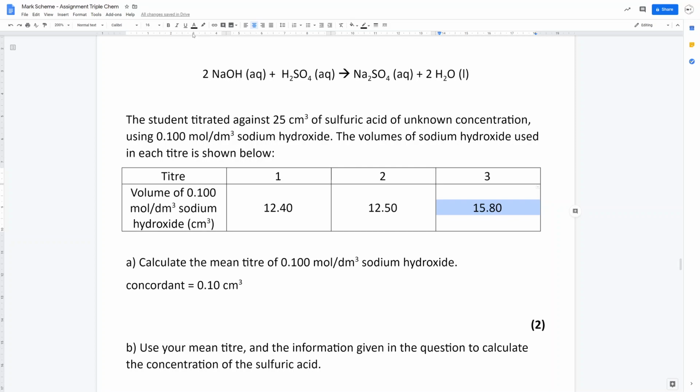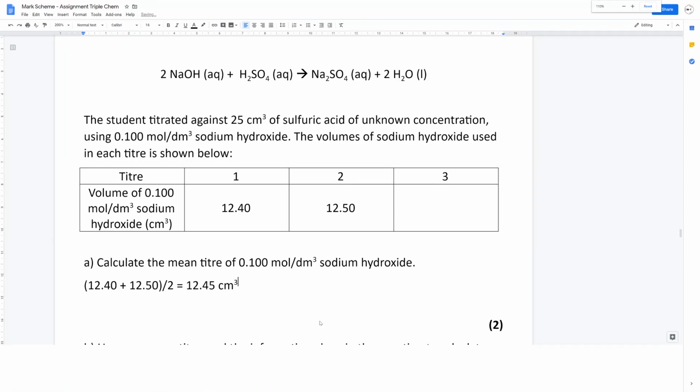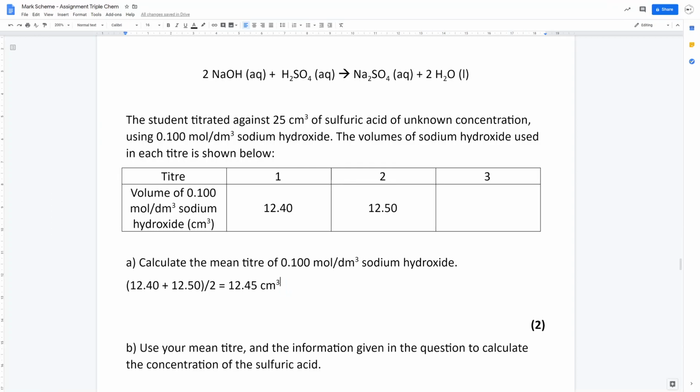So we've got 12.4, 12.5, they are concordant, and then we've got 15.80. Now that 15.80 straight away, I don't know if I have a strike through on this. Tell you what I'm going to do, delete, because it's not concordant. So I've got to do the average of those two. So 12.40 plus 12.50, I'm going to do that sum, divide by 2, and that should give me 12.45 centimetres cubed. So my mean titer there should be 12.45 centimetres cubed. Don't know what I'm doing with my screen now, there we go. Right, so there's your answer.